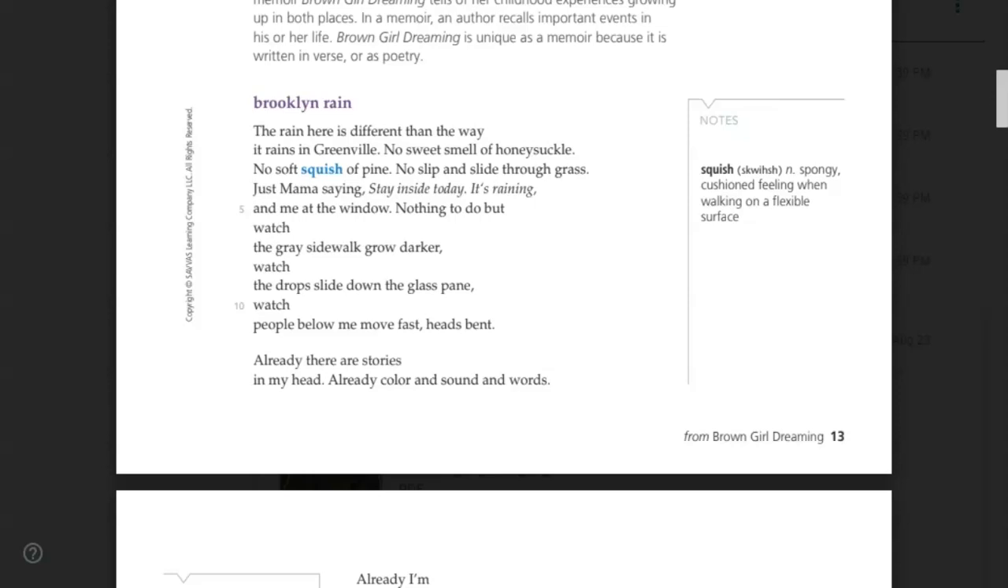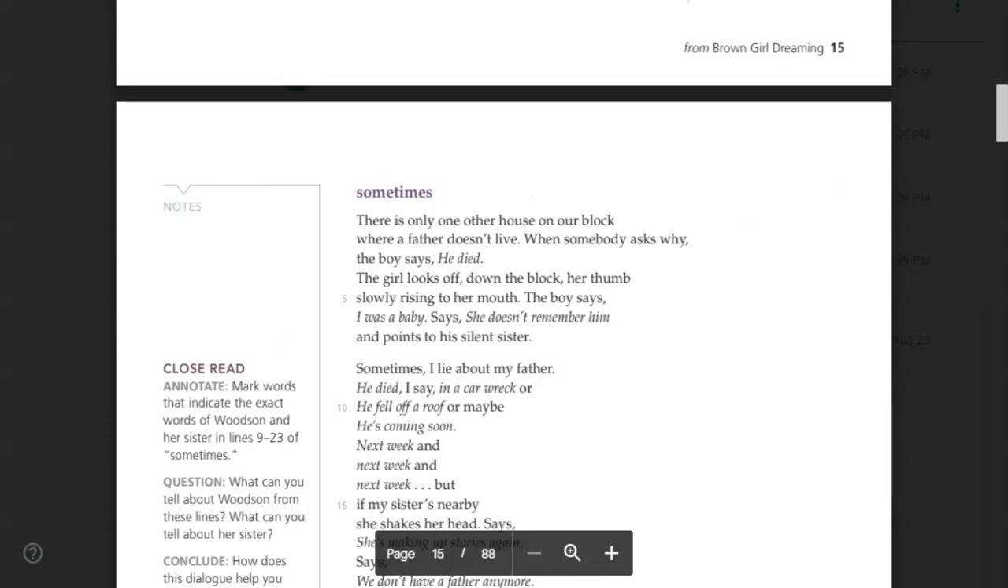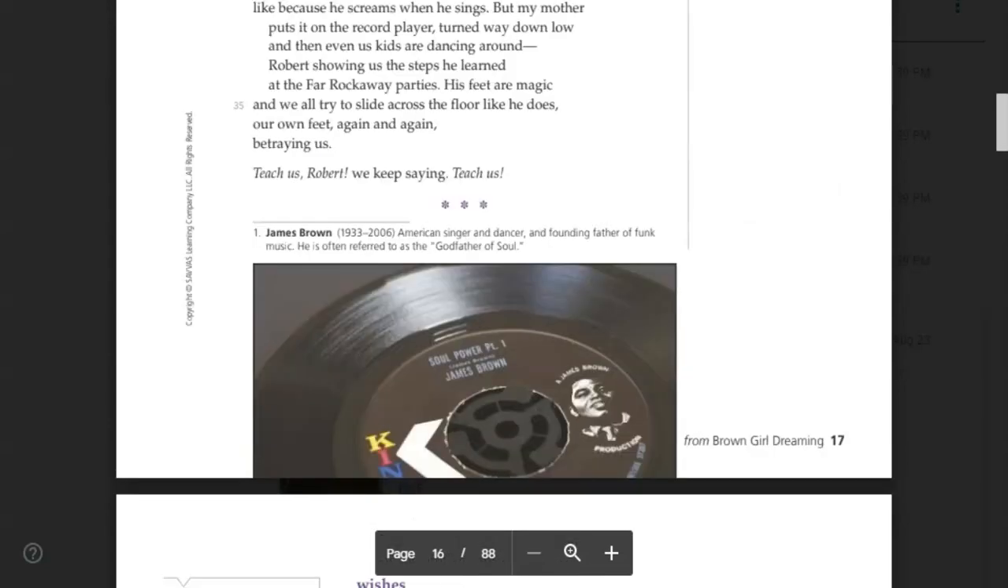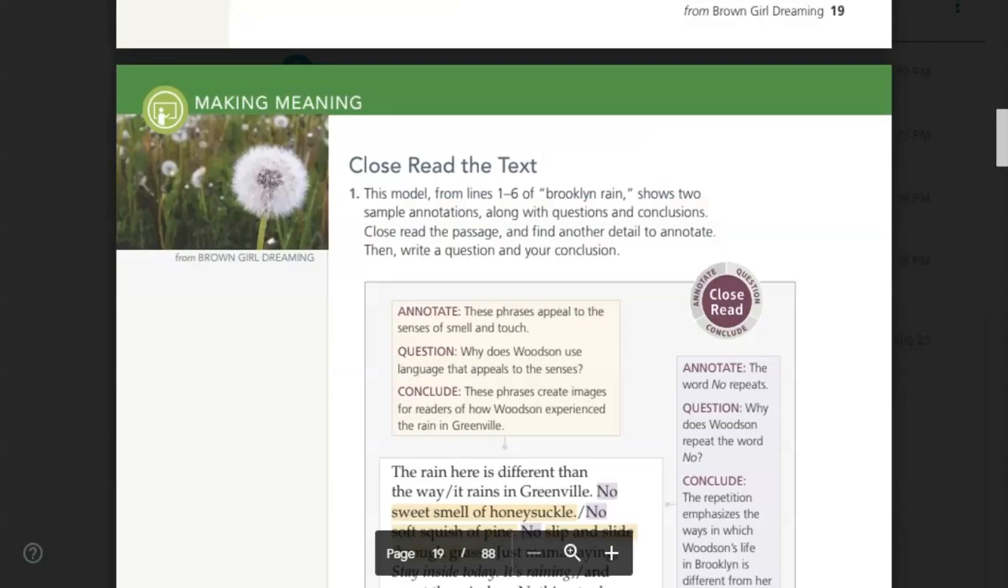So just in the first stanza of Brooklyn Rain, in this first section, you can get some good visual imagery. So I'm sure there are others. If you would like to point out more, you may. What else have we got?